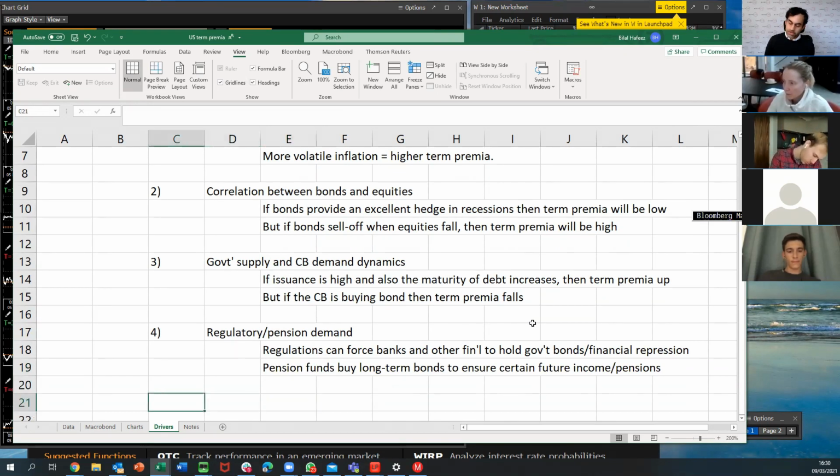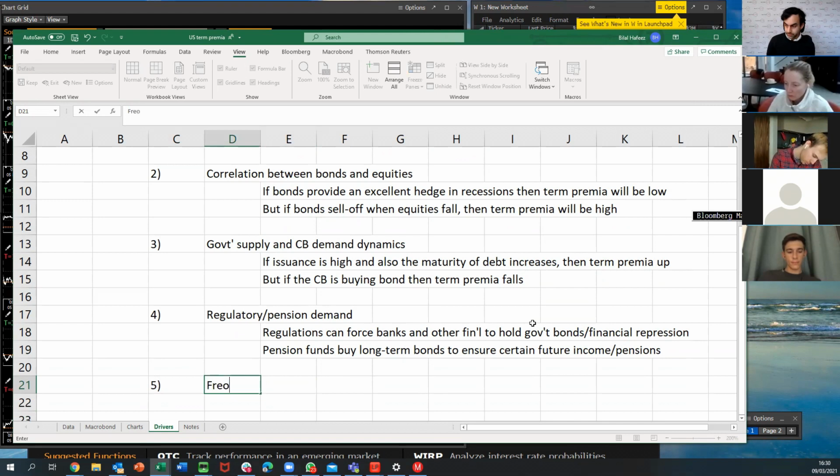And then the fifth reason is foreign demand. This is mainly through central bank intervention, often in Asia and the Middle East.